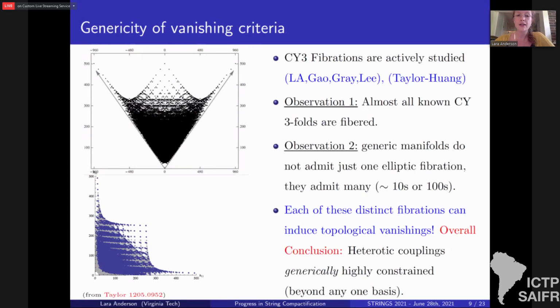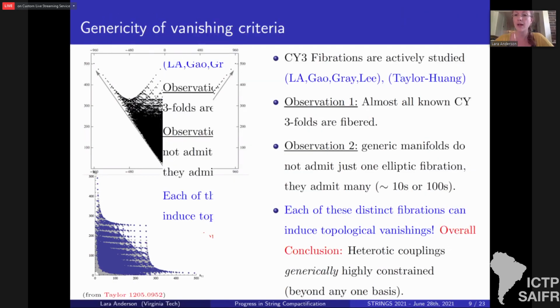I mentioned that the elliptic fibration structure or K3 fibration structure of the manifold will impose conditions on the couplings. It has recently been studied by many groups, including myself, James Gray, and our postdocs, Zhengao and Sanjuli, as well as Washington Taylor and his student Huang, that Calabi-Yau threefolds are quite commonly fibered. So how commonly? One has to ask in different contexts, depending on the construction of Calabi-Yaus. But essentially, it is a true statement that almost all known or constructed Calabi-Yau threefolds admit fibration structures.